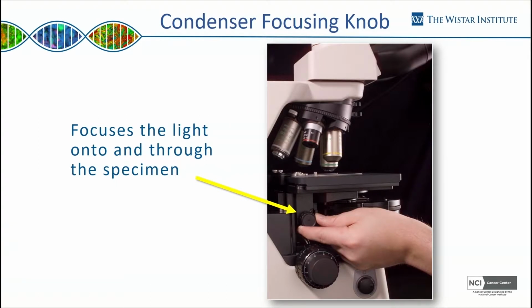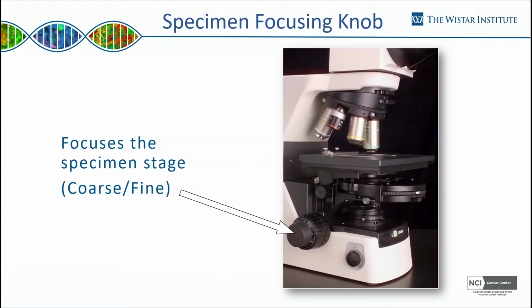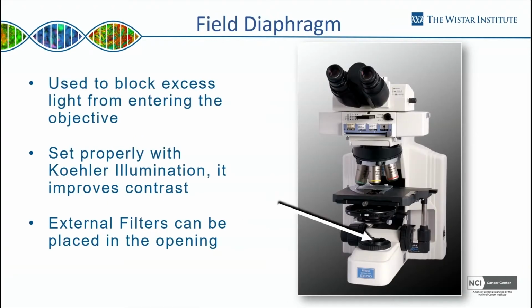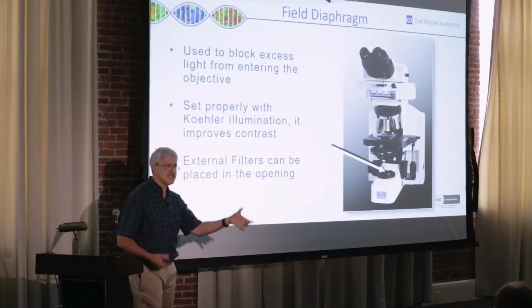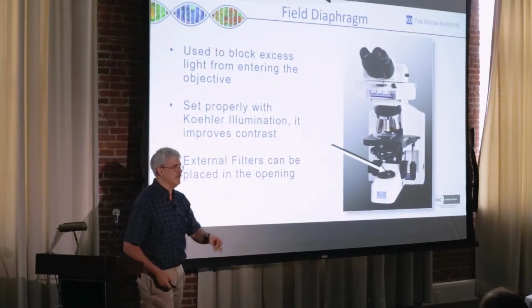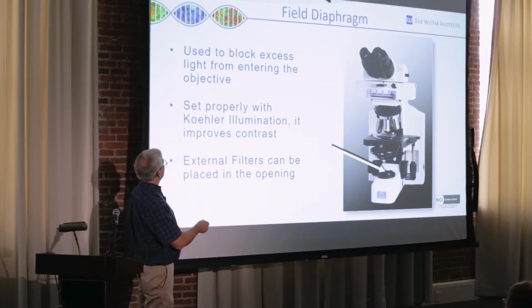Right. Remember, we have a focusing knob for the condenser, so that's going to be how we focus the light of the condenser. And then you have the focusing knob for the specimen, 2 different focusing knobs. We're going to play with both of those. Down here we have the field diaphragm. So the field diaphragm is where the light from the back here came through and up from underneath the microscope. It's the field stop, and in there is another diaphragm. So it's the field diaphragm.